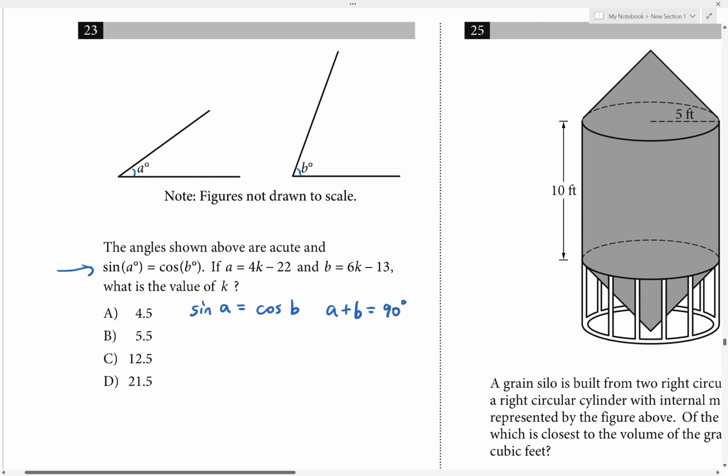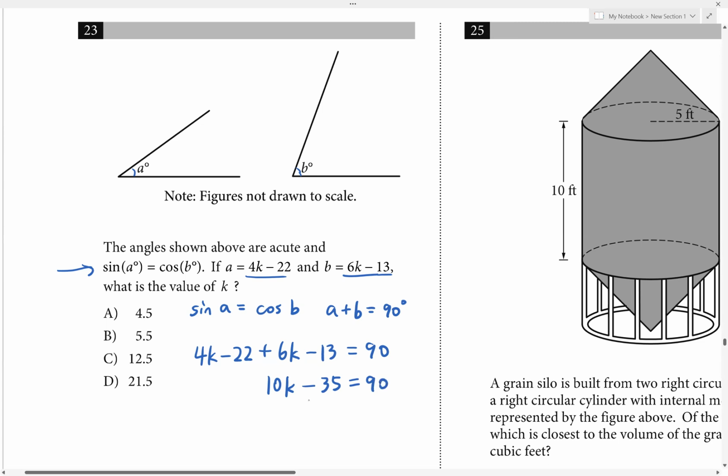Okay, so what we can do then is we say if A and B have to add to 90, let's add them up and say 4k minus 22 plus 6k minus 13. And when we add them together, they have to add to be 90, so we set it equal to 90 degrees. And then here we can solve the equation and solve for k. So we have 4k plus 6k, common like term, is 10k. Negative 22 minus 13 should be minus 35, equal to 90.